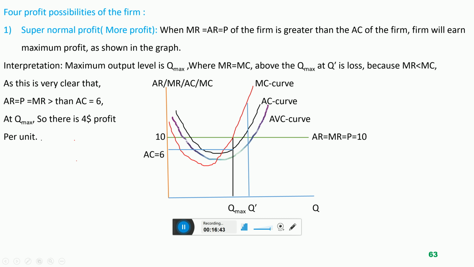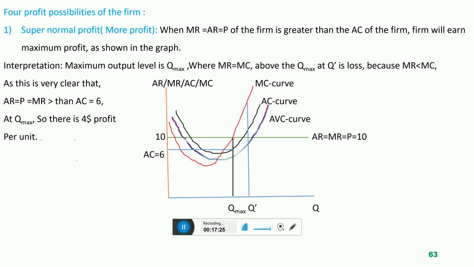If the company is manufacturing above the quantity maximum, the additional cost is 15 per unit and the additional revenue is 10. So 15 is more than 10. This is a loss to the company. That is why we say that the profit maximization, or quantity maximum output level, condition is where marginal cost equals marginal revenue. This is the point at which the marginal revenue curve intersects marginal cost. So this is the maximum output level and maximum profit level.